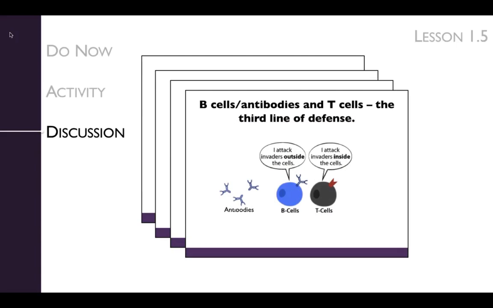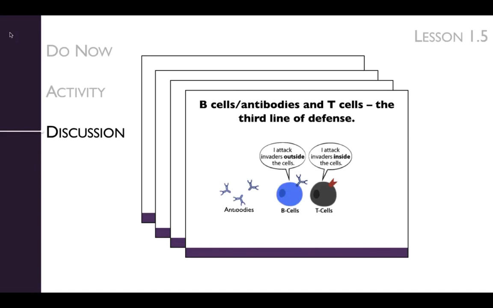B and T cells are the third line of immune defense to microbial invasion. The B and T cells are mobilized in response to a breach, and so there is a delay before they become active. When they encounter an invader, they make a memory of it, so if we are exposed a second time, they work faster and better.